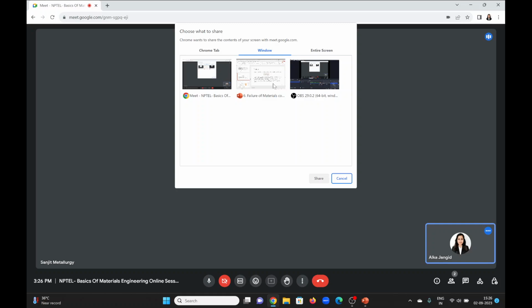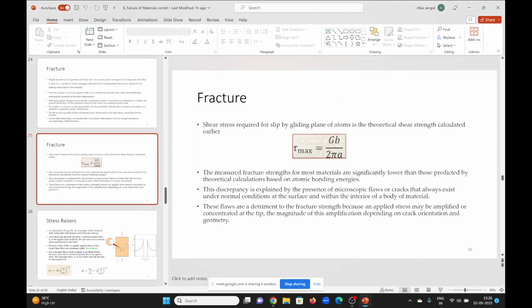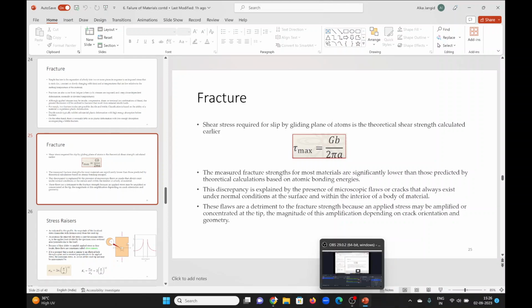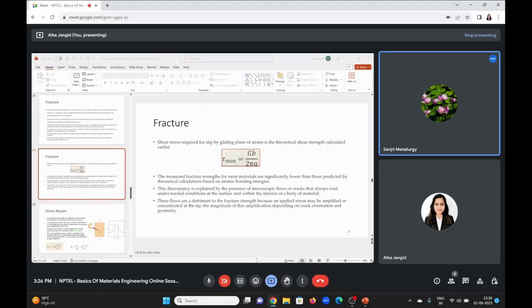Okay, ma'am, did you share your screen? Your screen is not visible. Yeah, the screen share stopped. Now it's visible, right? Yes, ma'am, yes, ma'am. Okay.